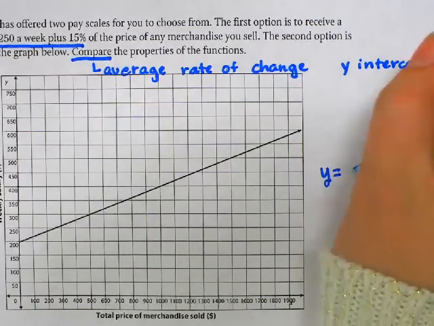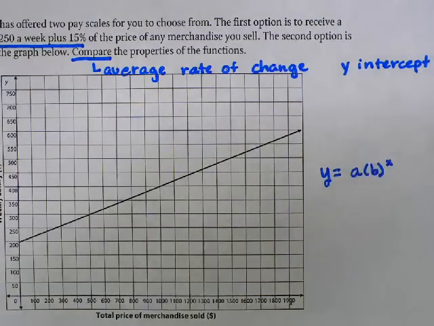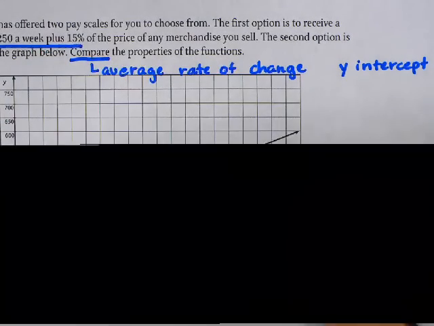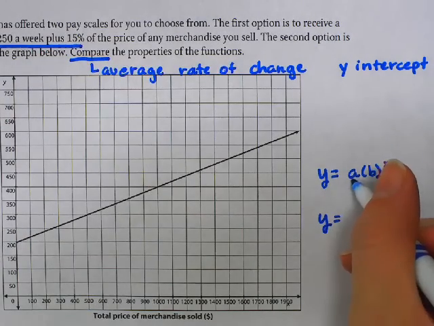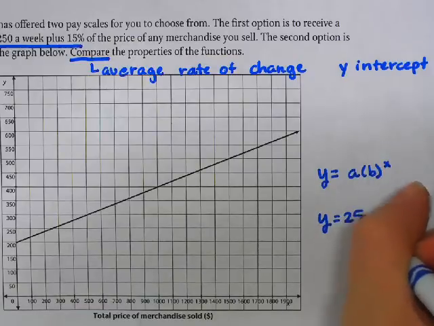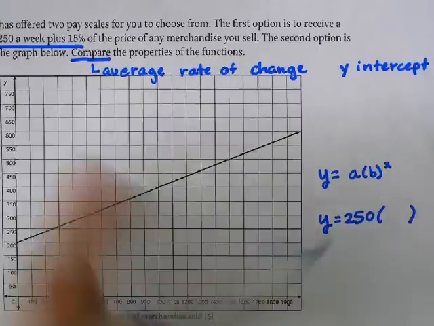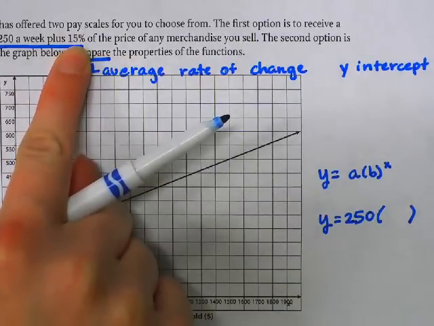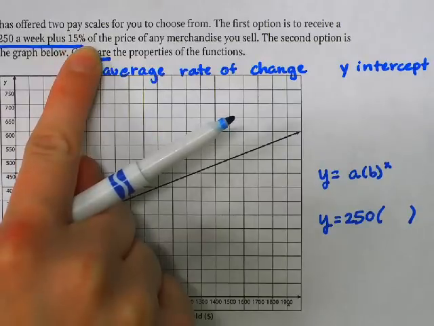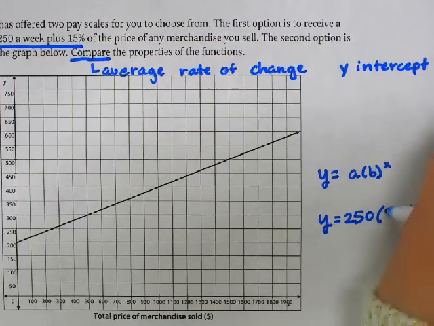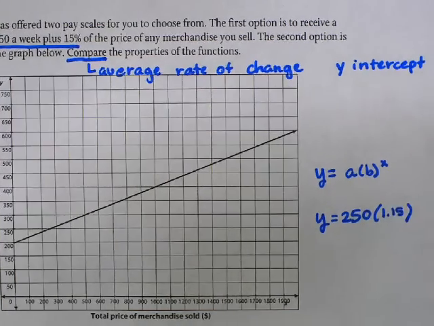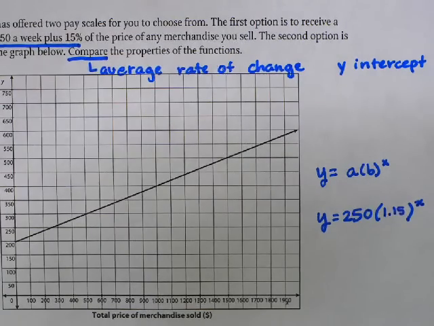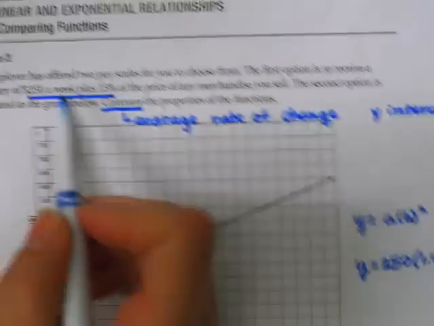So I want to use the form a times b to the power of x, but I want to plug in this particular information. So I'm going to go with y equals, a was my initial amount, that's the $250 a week. And now b is my rate. So I have 15%, and you want to think to yourself, is it going to be 100 plus 15 or 100 minus? And it is going to be 100 plus 15. So we get 1.15 all to the power of x. This equation came from the information up here.